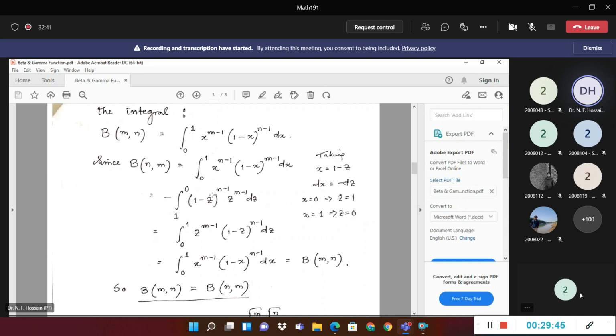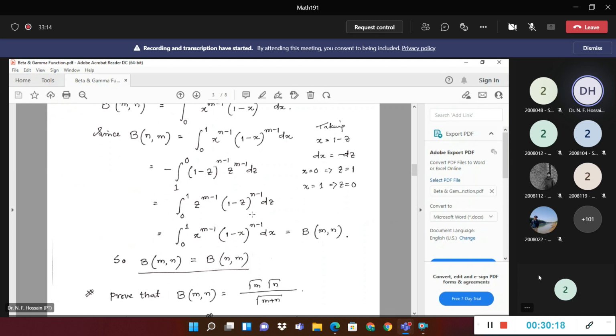So in place of x, we write 1 minus z. So here the power is n minus 1, and what will be 1 minus x? 1 minus x should be equal to z. So here comes z to the power m minus 1. Now, using the property of definite integral, let us adjust this minus sign with the limits. The minus sign will be plus if the limits are interchanged, 0 to 1. Now, at first we write this factor z to the power m minus 1, then 1 minus z whole to the power n minus 1.